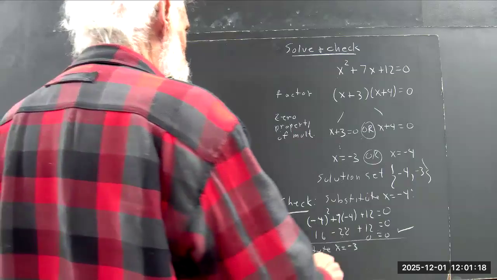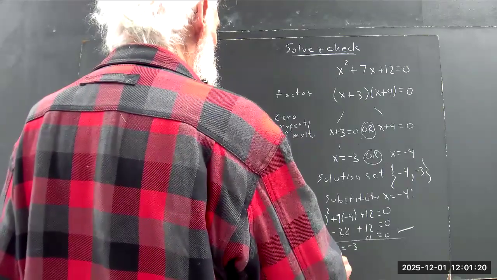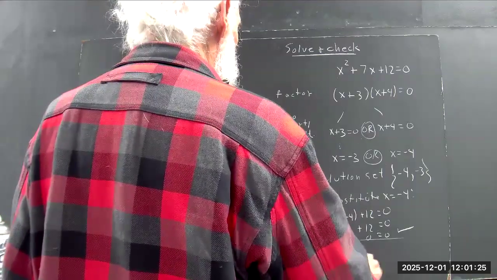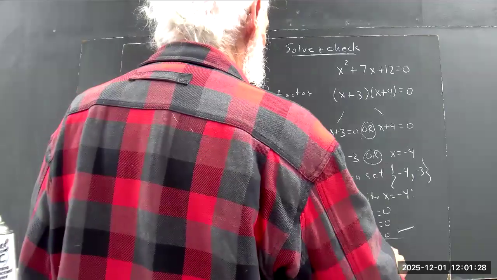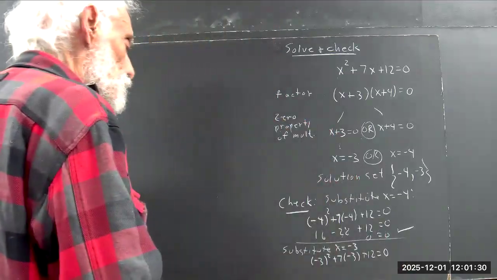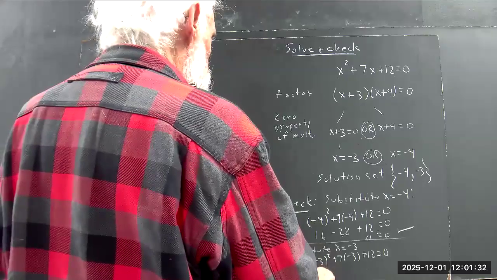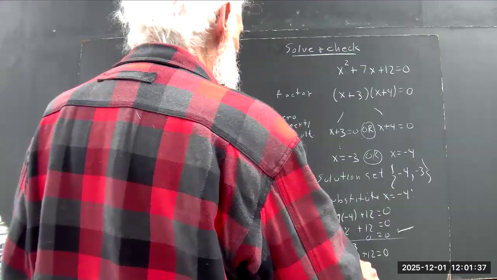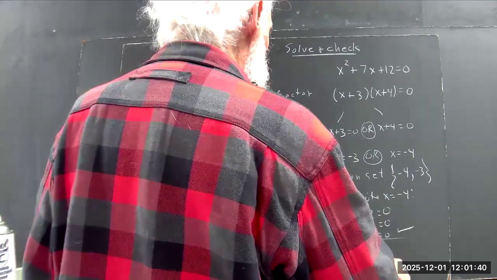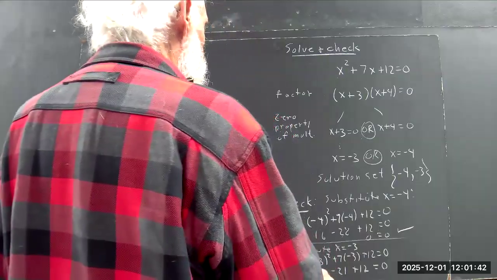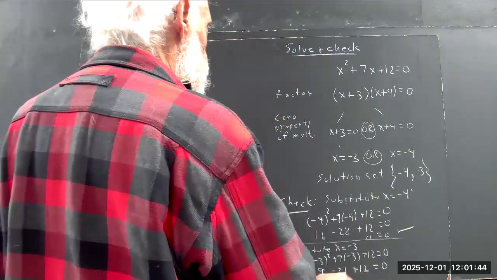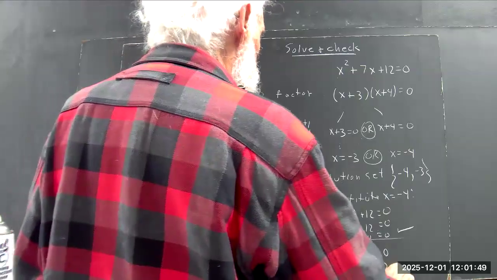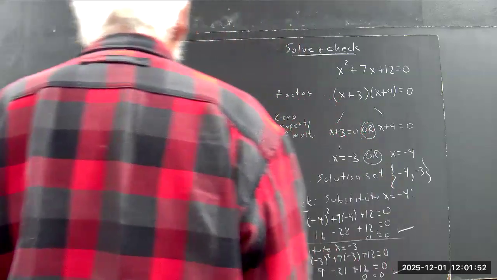And then substitute x equals -3. We get -3 squared plus 7 times -3 plus 12 equals 0. -3 squared is 9, minus 21, plus 12 equals 0. 9 and 12 is 21. Minus 21 gives me 0 equals 0. So we check this.